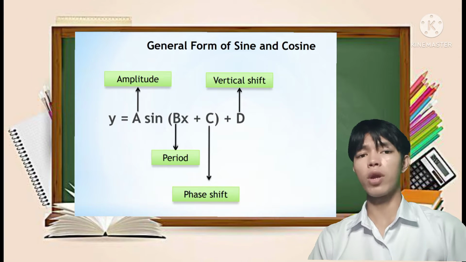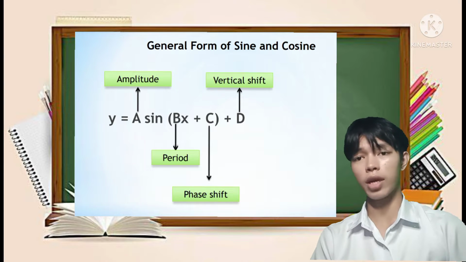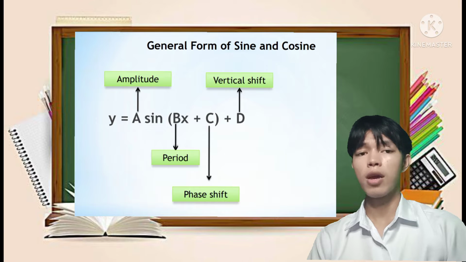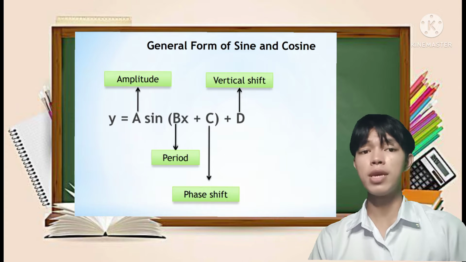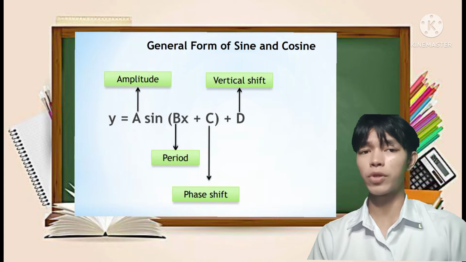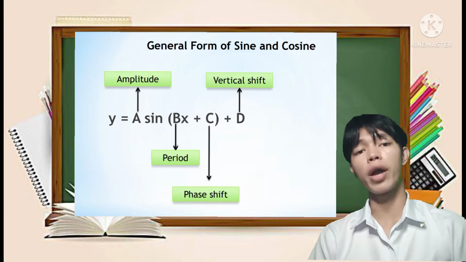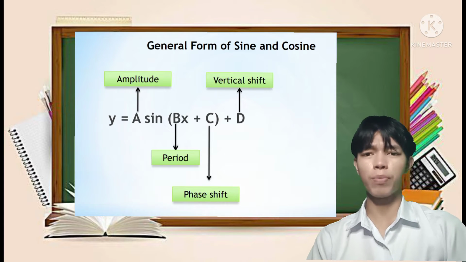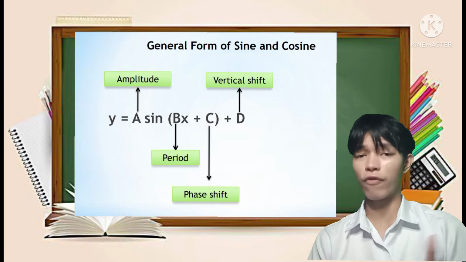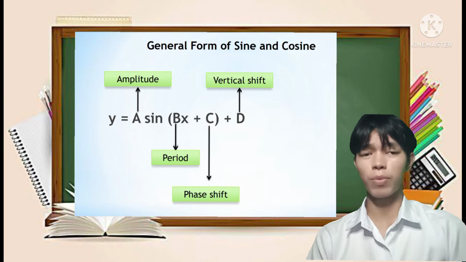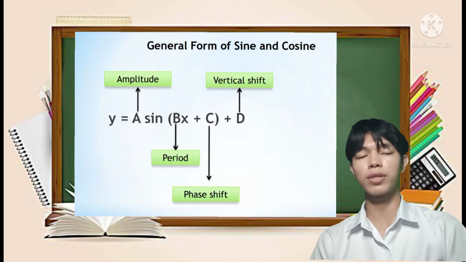Before proceeding to the equations, let's first find out the general form of sine and cosine, which is y equals a sine of bx plus c, plus d. A is the amplitude, b helps to find the period, c tells the presence of the horizontal or phase shift, and d tells the presence of the vertical shift.